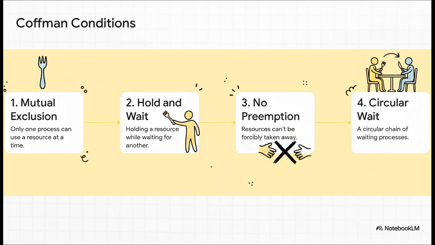And finally, number 4, circular wait. This is the kicker. You've got a chain of processes all waiting on each other in a circle. You wait for your friend, who waits for you. All 4 of those things happen, and you've got a deadlock.